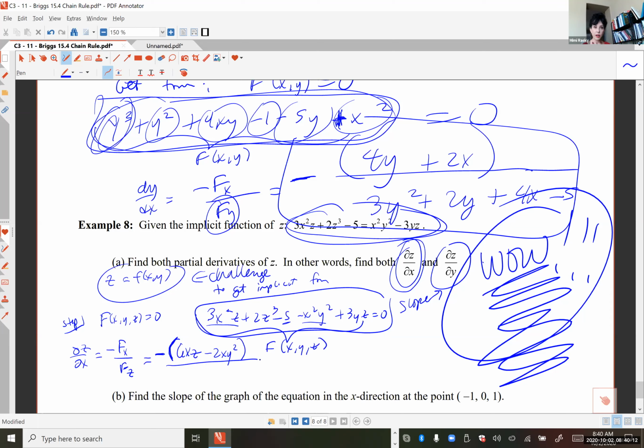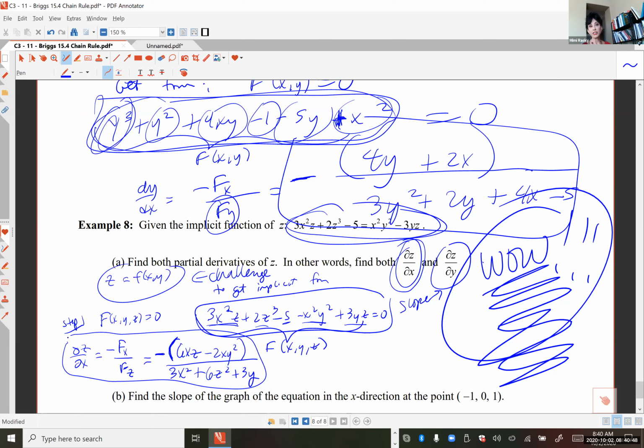Now, the denominator: we're going to take the partial of big F with respect to z, so hold x's and y's constant. The first term, 3x squared z, the derivative with respect to z is 3x squared. The next term, the derivative is 6z squared. The minus 5 and the minus x squared y squared, the derivative is 0 with respect to z because there are no z's in there. Those just look like pure numbers. And the plus 3yz's derivative with respect to z is simply plus 3y. And we're done. So there's the dz dx. That would be the slope.